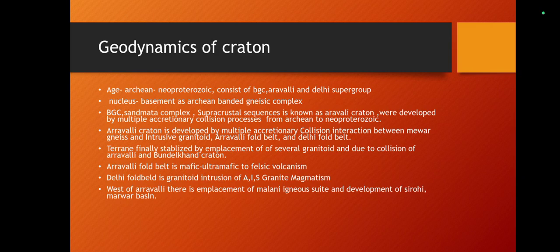And you can see here the mechanism of formation of the Arravalli fold belt and Delhi fold belt. The Arravalli fold belt is the mafic, ultramafic to felsic volcanism, and Delhi fold belt is AIS granite magmatism. So when you see the diagram of this particular craton, you can easily correlate it with the mechanism of the formation of this particular craton.